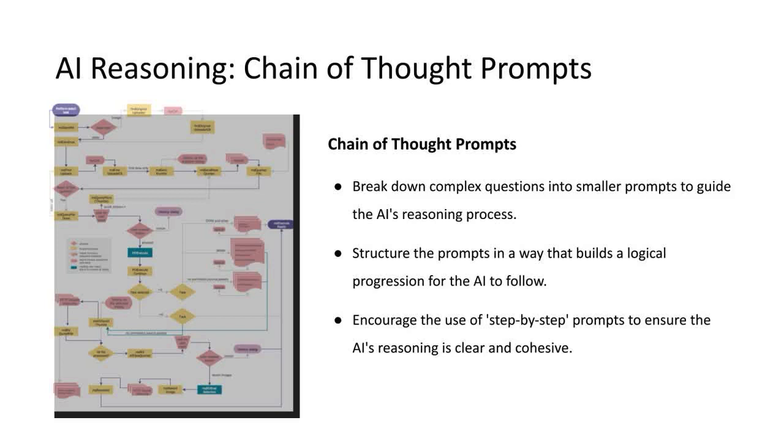By encouraging a step-by-step approach, you gain valuable insight into the AI's thought process and ensure a clear and cohesive flow of reasoning. This not only improves the accuracy of the final output, but also helps you understand how the AI arrived at its answer. Chain of thought prompts are particularly useful for tasks that require logical reasoning and problem solving, allowing you to peek behind the curtain and witness the AI's thought process in action.